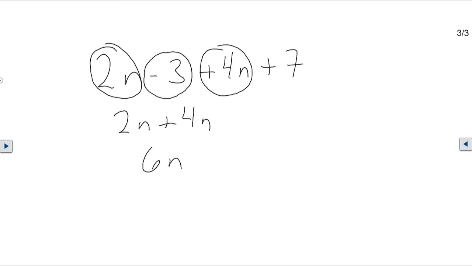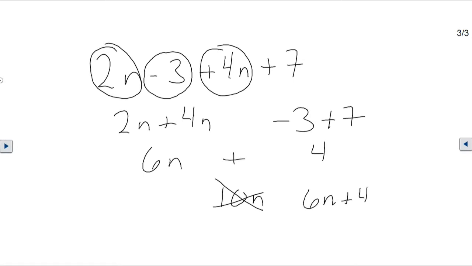Okay, and then I see my constants. I have a minus 3, and again, we've got to pick that sign up, right? Minus 3, negative 3, same thing, plus 7. Well, negative 3 plus 7 is positive 4. So when we put those together, it's not 10n. We can't combine those together. Those are not like terms. We just simply, since 4 is positive, put a plus there. So 6n plus 4 would be the simplified expression.